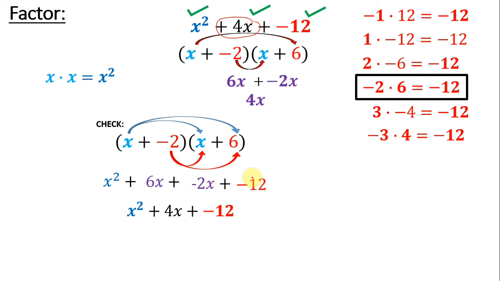I'm going to combine like terms, and I'll get x squared plus 4x plus negative 12, which is exactly what I started with. Therefore, I know that I did this correctly, and I know that x plus negative 2 times x plus 6 is the factored form of x squared plus 4x plus negative 12.